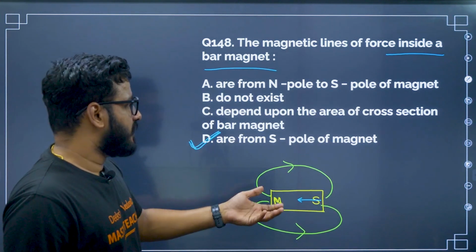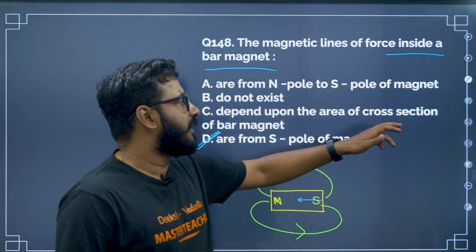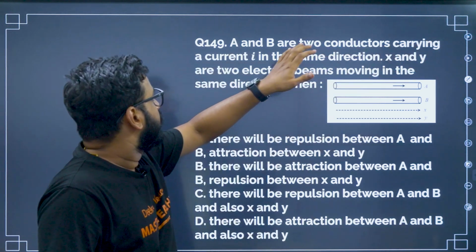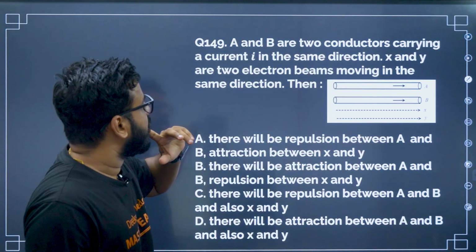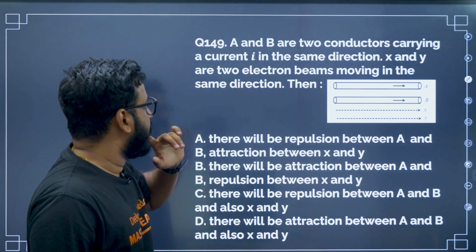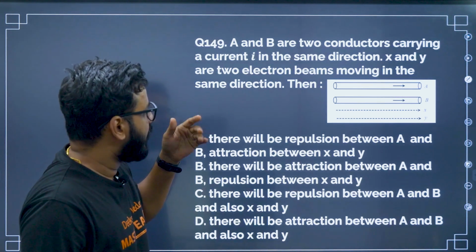All right, once again, very simple question. Most of you know this already. So the penultimate question, 149. A and B are two conductors, current I, same direction. X and Y are two electrons moving in the same direction.